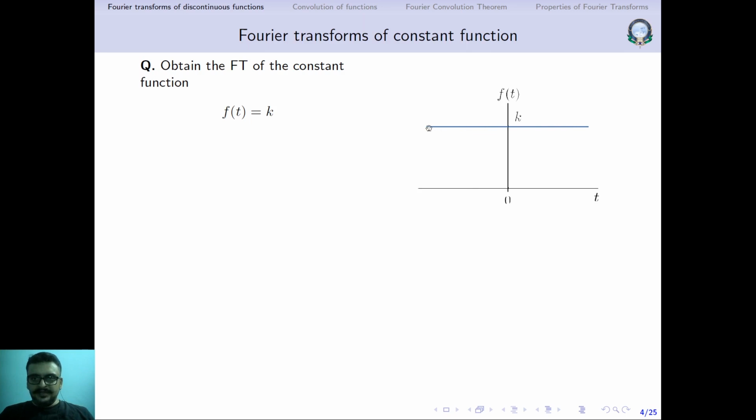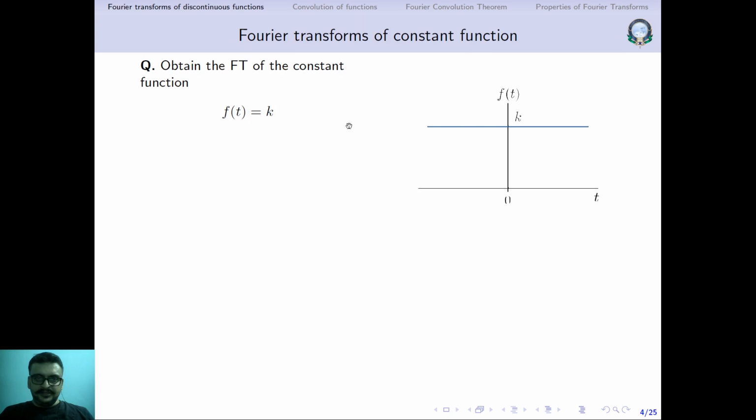Because this function is not absolutely integrable. Because if you try to integrate the modulus of k from minus infinity to plus infinity, the result will obviously be infinity, because it does not die down, right, as you go to larger values. So this is not absolutely integrable. So we cannot directly find out the Fourier transform of this function by just using the formula of the Fourier transform. So here we will perform a trick.